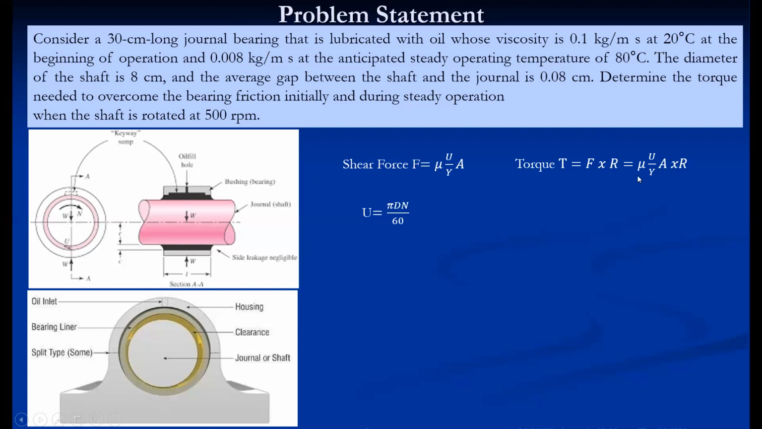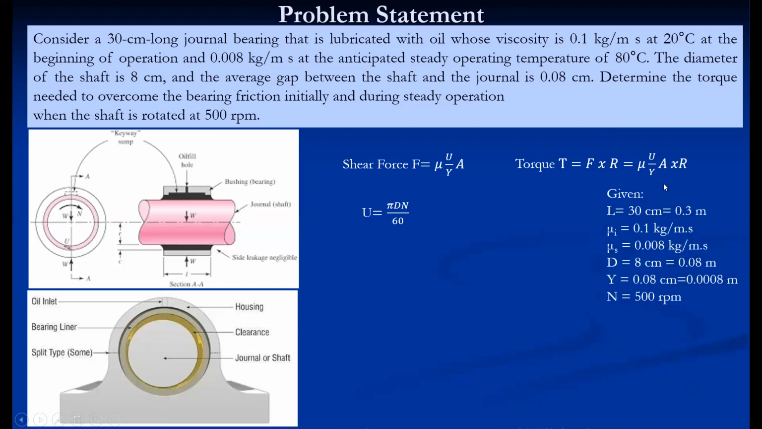So we recognize the parameters. Velocity is not directly given, but the speed is given. RPM is given. So we can use pi D N by 60 to calculate the velocity. Other parameters given, that is the length of the shaft, which is required for calculating the area. So that is 30 centimeter. Initial viscosity 0.1 kg per meter second. So no need to change the unit because this is SI unit.